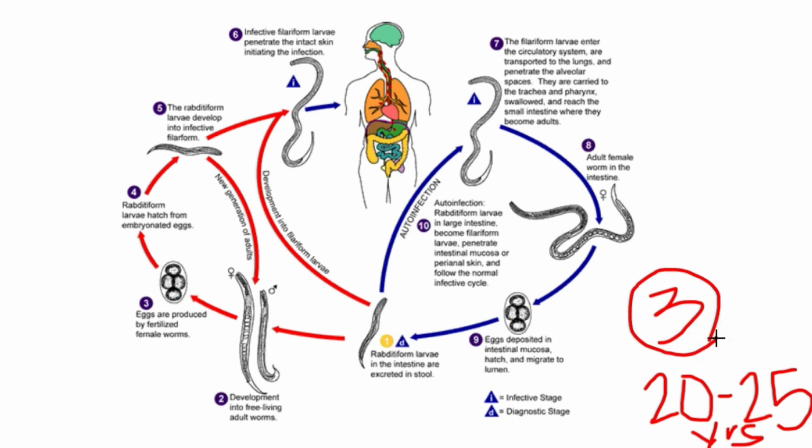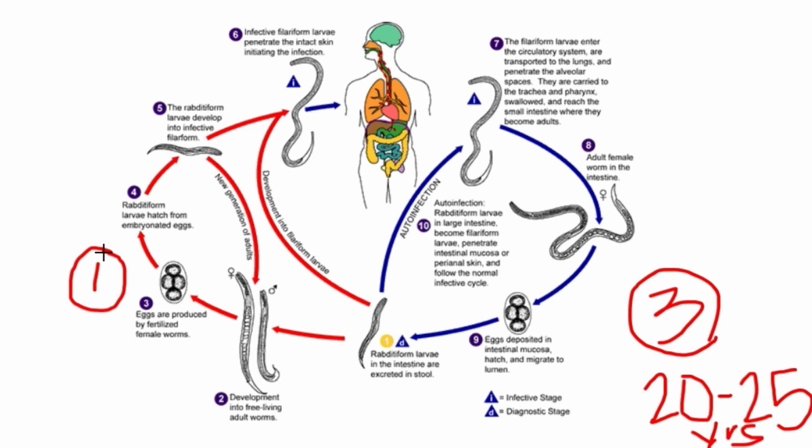Pwede siyang mag-enter sa 3. The first one, this one, tingin po dito sa color red. The first po na life cycle na pwede niyang gawin is free living in the environment. Basically, nasa lupa lang sila. So, walang host dito. Hindi po kailangan ng host kasi nga free living.